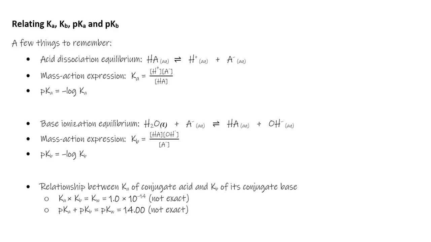This video will look at the relationships between Ka and pKa and Kb and pKb. We will also look at the connection between the Ka of a conjugate acid and the Kb of its conjugate base, which are related through the autoionization of water.